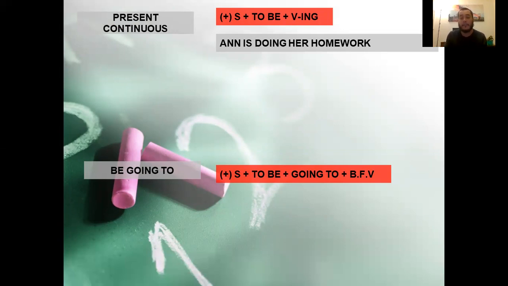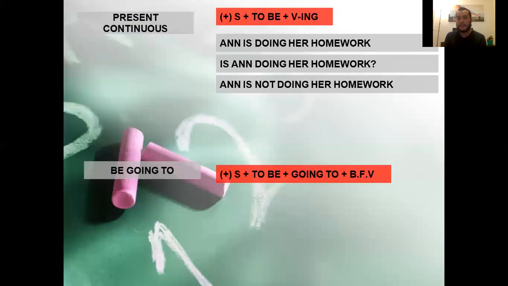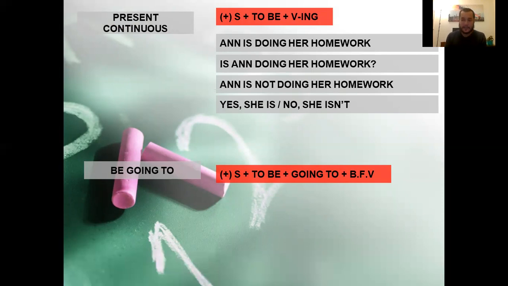Anne is doing her homework. Present continuous. Subject, to be, verb in the ing, doing. Anne está haciendo in this case. Then, question, is Anne doing her homework? You change the position of to be and the subject. Negative, Anne is not doing her homework. Short answers, yes she is, no she isn't.